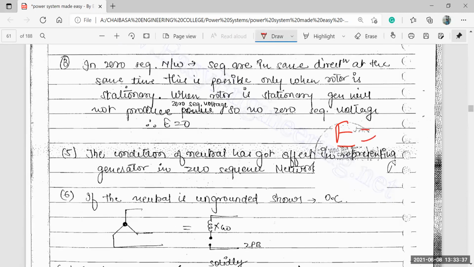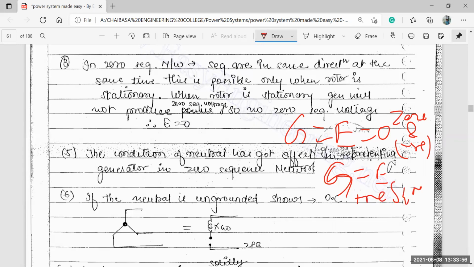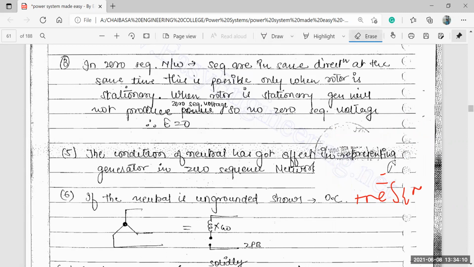When G is being given, what will be E? G equals 0 for the zero and negative sequence networks, but for the positive sequence network, your G would be E. So we got to know how and why the value is defined and written. In the question it may ask somewhere why it is happening or why it is not happening.